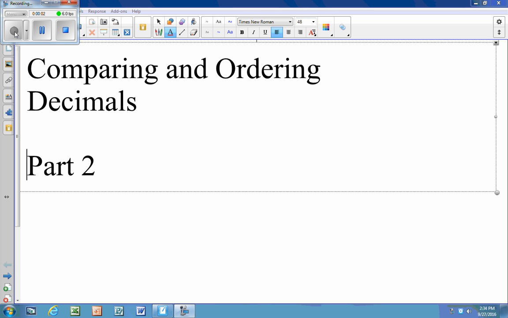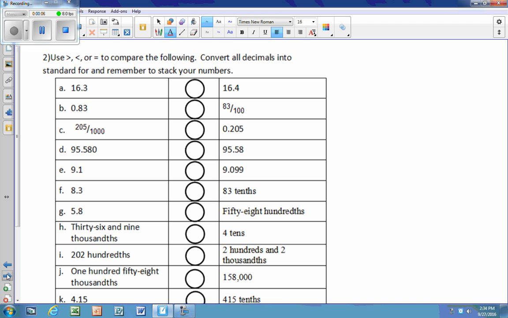For Module 1, this is comparing and ordering decimals, Part 2. Sometimes when we are comparing decimals, the decimals are not all in decimal form and we need to make it that way. So if we notice, we have to use inequality symbols of greater than, less than, or equal to. It says to convert all decimals into standard form. There should be a word form there, and stack the numbers.